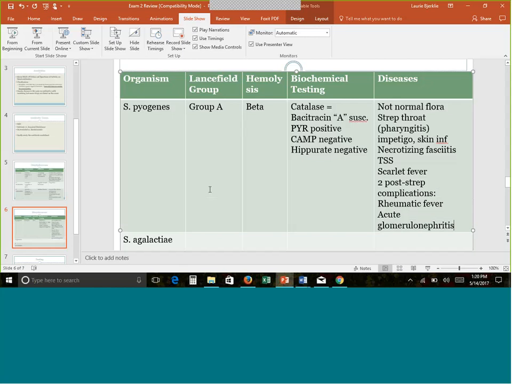So again, the list of diseases is vast. There's a lot of them, but this is a nice representation of what we could see.